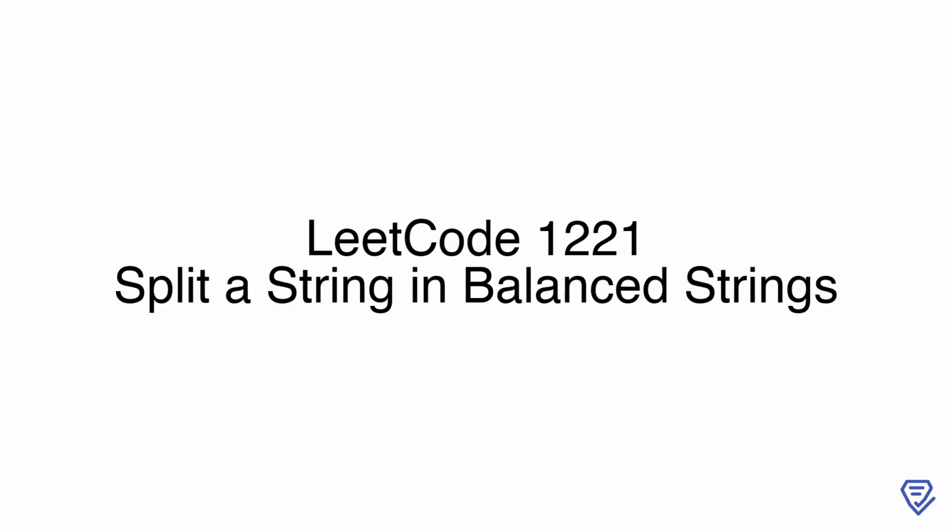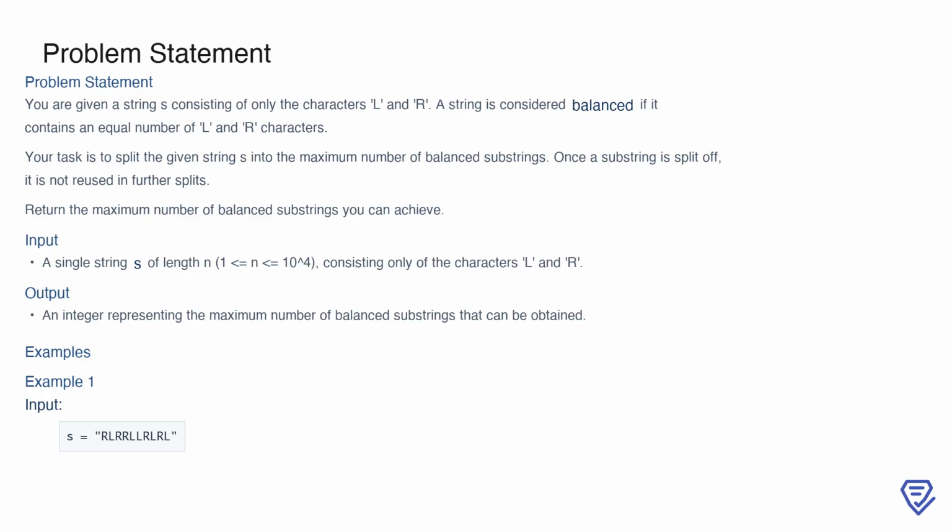Let's get started. In this problem, we are given a string S that contains only the characters L and R. A string is considered balanced if it has an equal number of L and R characters. The goal here is to split the string into as many balanced substrings as possible. Once you've split off a substring, it cannot be used again. The task is to determine the maximum number of balanced substrings that can be obtained.